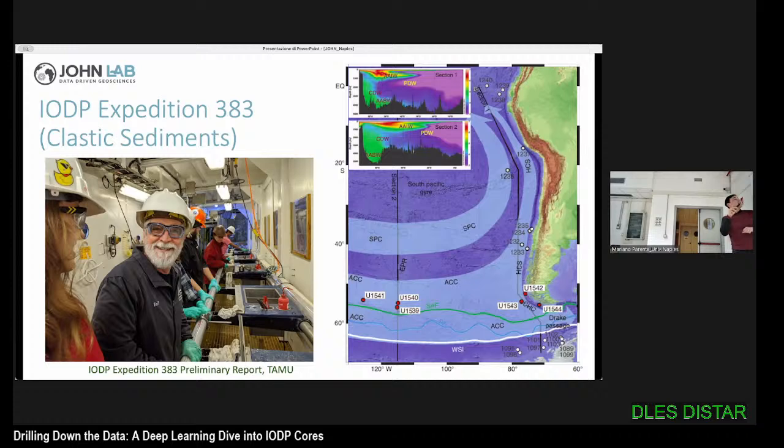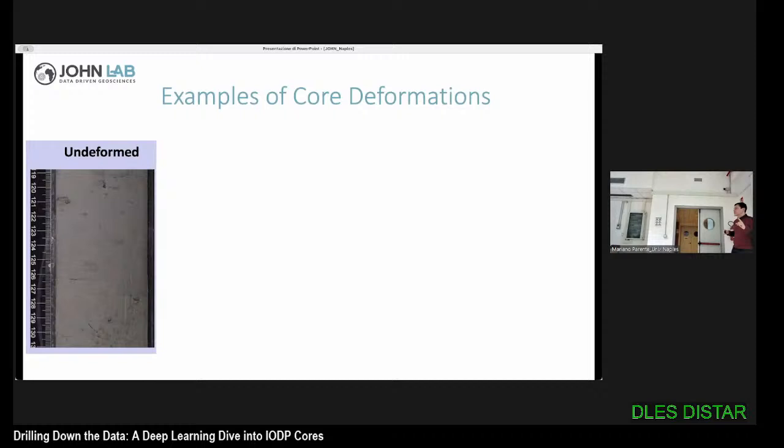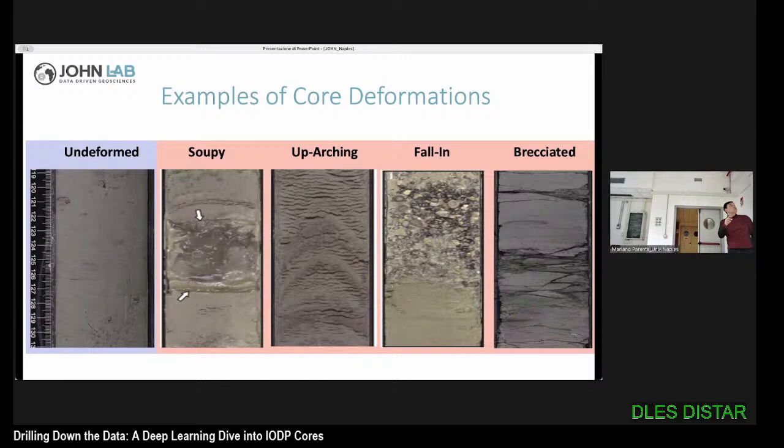One of the reasons for this is because my student, Hisham, is not a geologist. He's an engineer. So we could not start with things that were geologically too complex for him to identify. So what we did instead is focus on core deformation. If you've never seen coring, this is a core that's undeformed. Now, if you don't mind clicking, these are all types of core deformation. This is completely induced by the coring process. It's not a geological feature. That's a soupy one, so you have water here, up arcing. When you pull the core, you get those nice arches, fall-in, and debris and brecciation induced by coring.